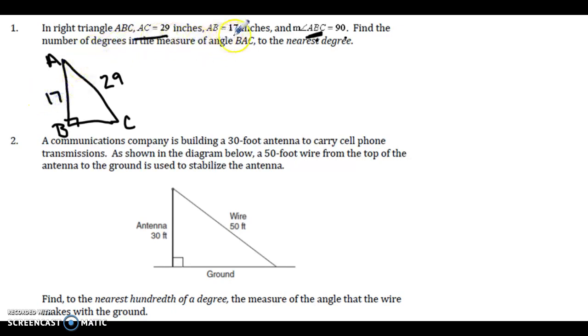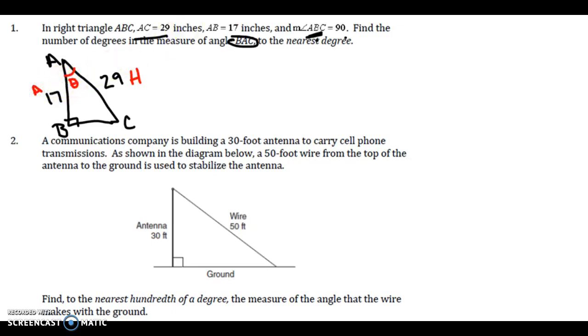And we're trying to find the measure of angle BAC. And so that's this angle here, BAC. That's what I'm looking for. I'm going to call that theta. You can call it x or any variable you'd like. And so again, I already said that 29 is my hypotenuse, and I know that if this is theta, then 17 is going to be an adjacent side.